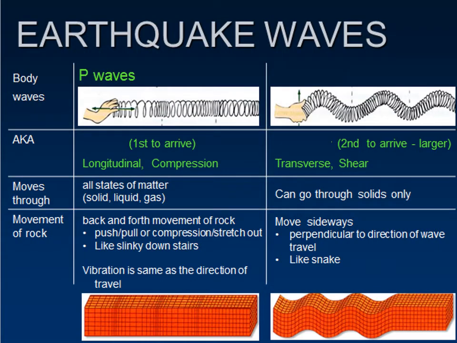So the P waves, as you can see in the figure. It is the first to arrive in a seismographic station, while S waves, also known as secondary waves, are the second to arrive in a seismographic station. So primary waves are longitudinal or compression, while the secondary waves are transverse or shear. P waves can travel in all states of matter, including solid, liquid, and gas, while S waves can only travel through solids.